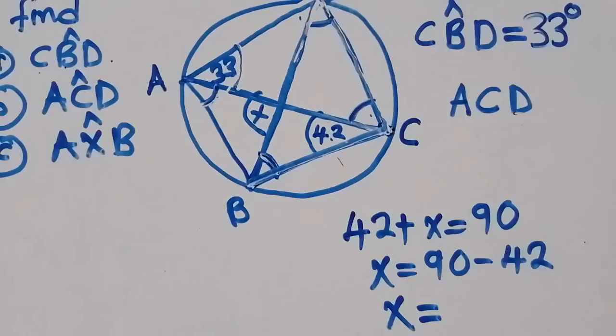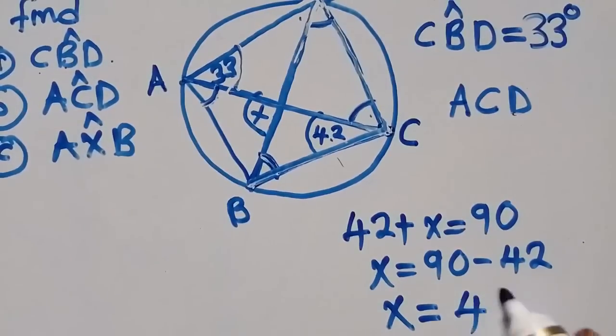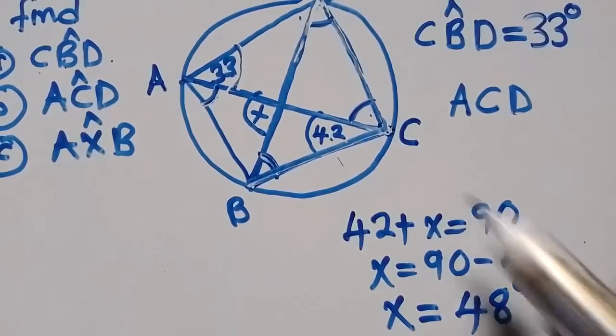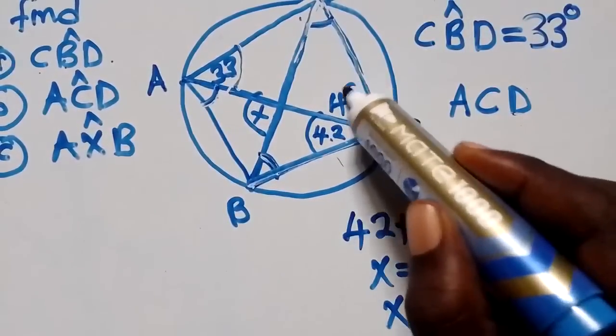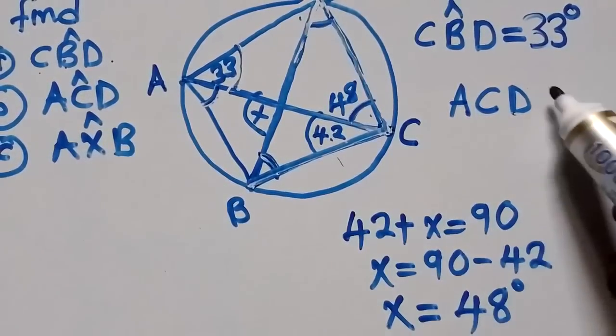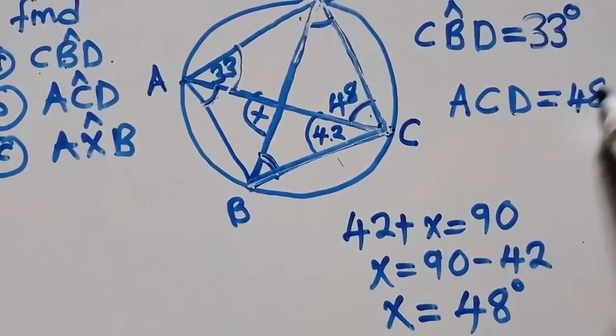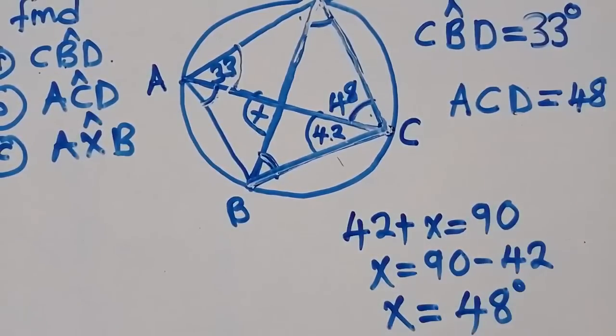What are you getting? You are not supposed to use a calculator here. You calculate. So you are going to get 48 degrees, which means the angle which is there is 48 degrees. So that is your answer here. I'm using properties to answer this question. All these that I'm doing here are properties that I'm using to answer all the questions that are here.